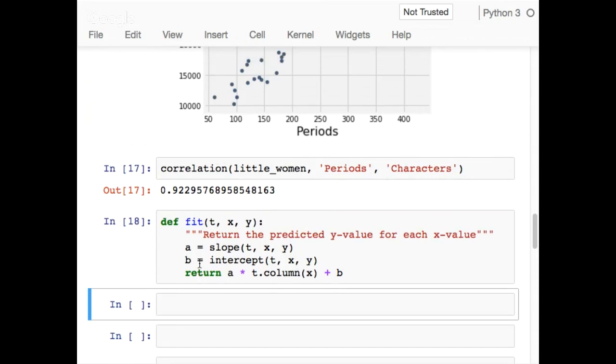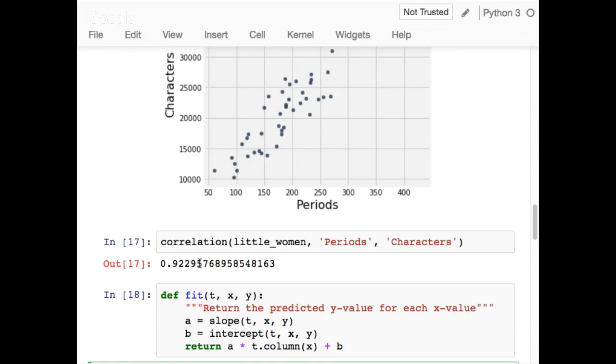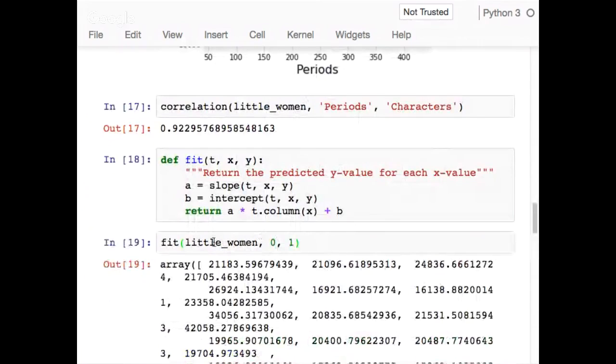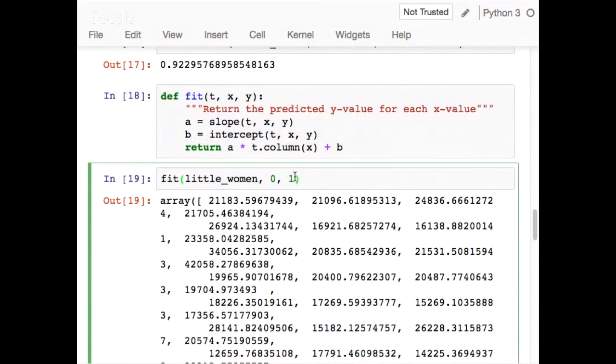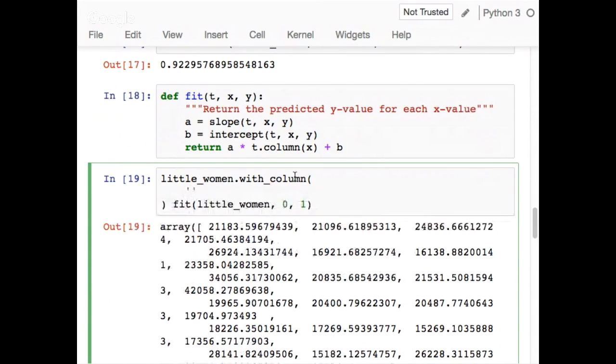Okay. So if I do that, I can take Little Women. I can call fit on Little Women, and I want to predict periods and characters. I can do 0 and 1 here. I have here a bunch of predictions. Let me put those back in my original table. Okay, so Little Women with column. Call that predictions. Let's call this fitted values. And let's do that. Bam.